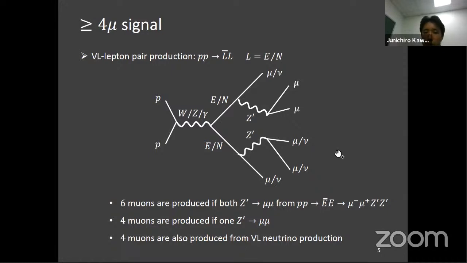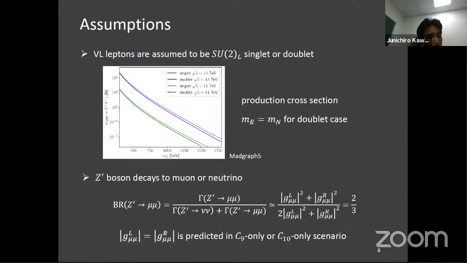So this must be a very nice signal because the background is very low. This is a very good golden channel to search for this kind of particles that can explain the anomalies.